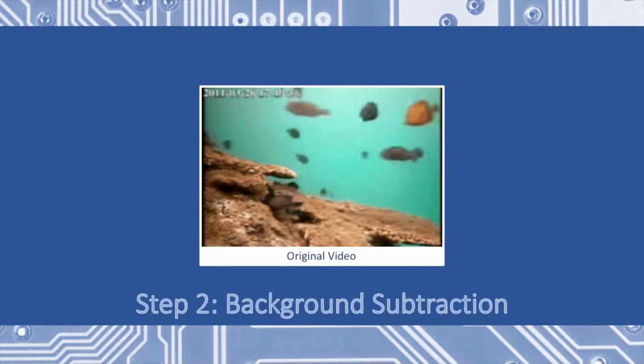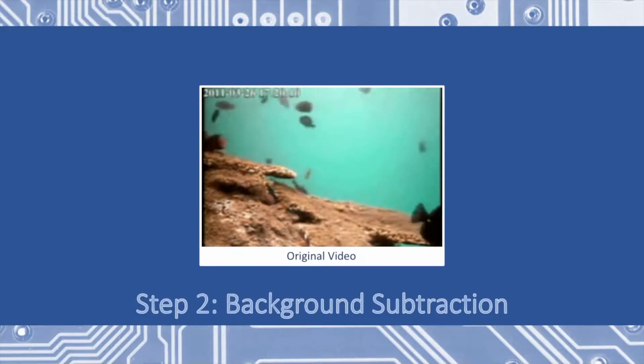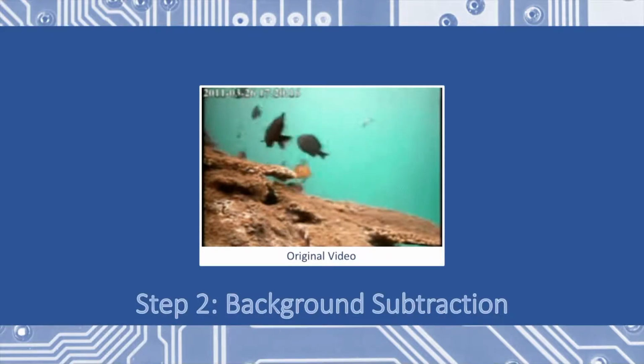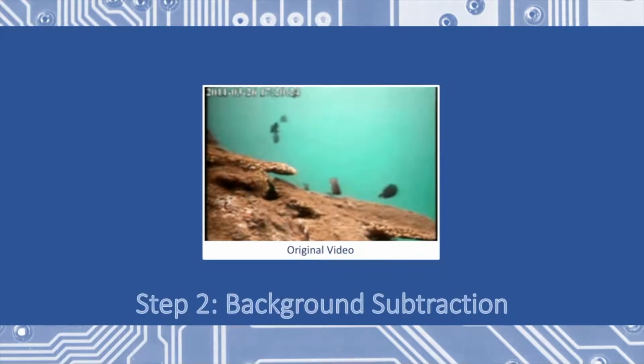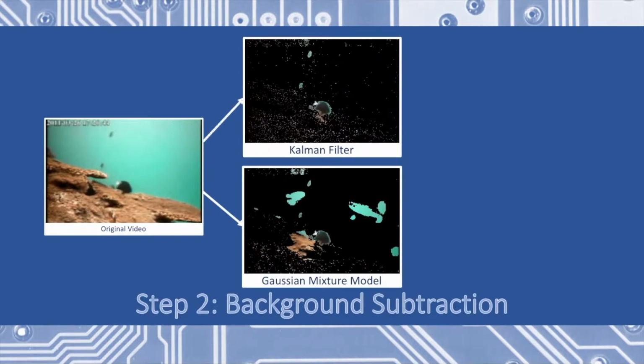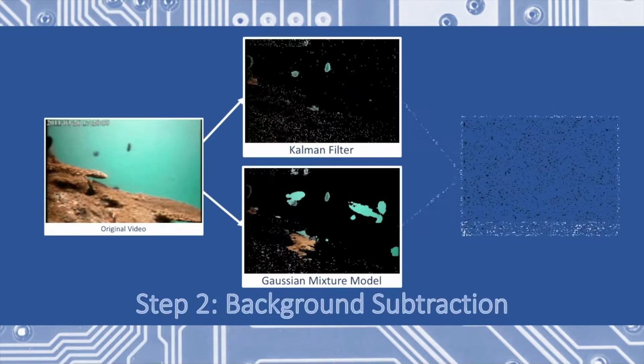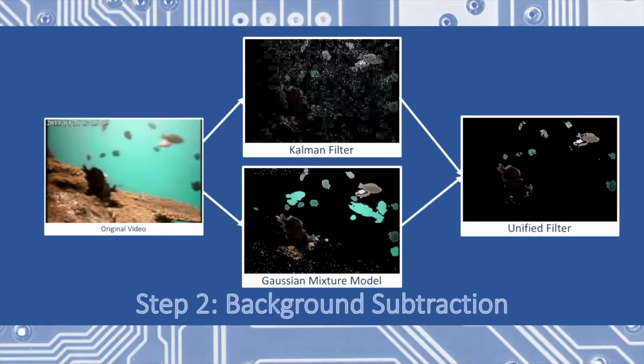The next step in the system is background subtraction. When a video has moving objects that are far away, we want to extract these foreground objects and pass them directly into the classification algorithm. We use two methods to subtract the background from these frames, the Kalman filter and the Gaussian mixture model. However, both have separate disadvantages, so we combine their results into a unified model for more accurate estimation.